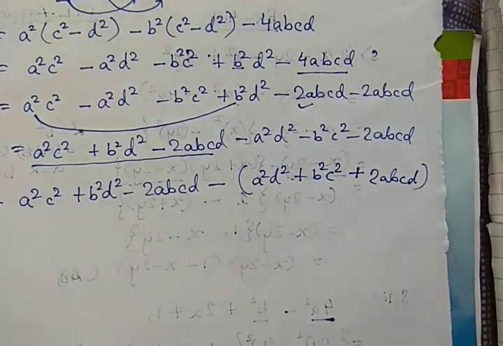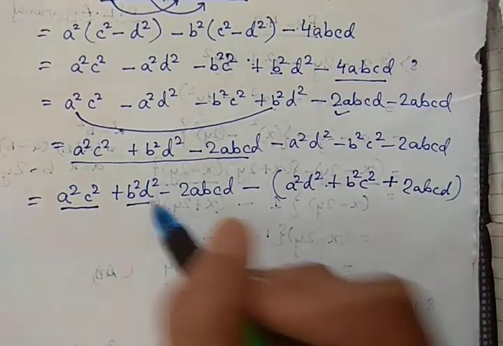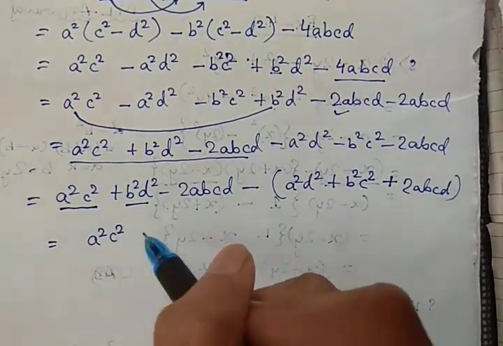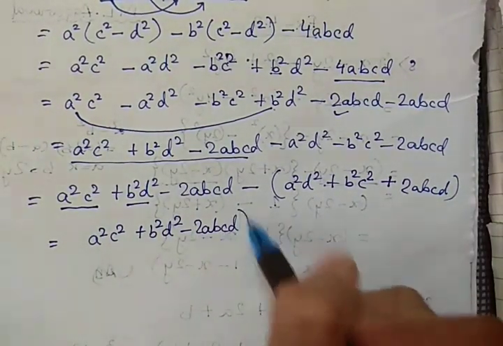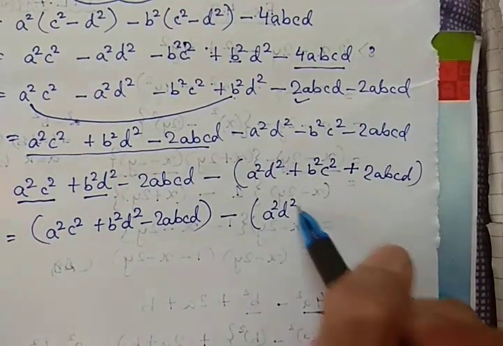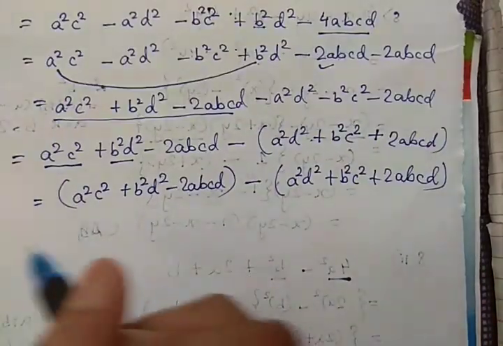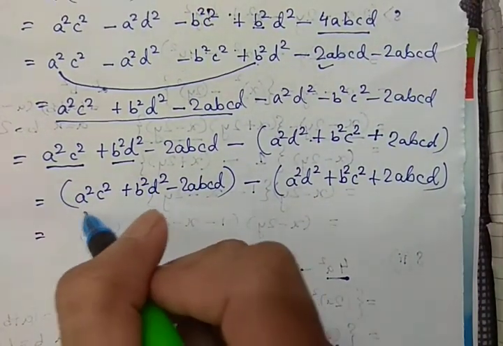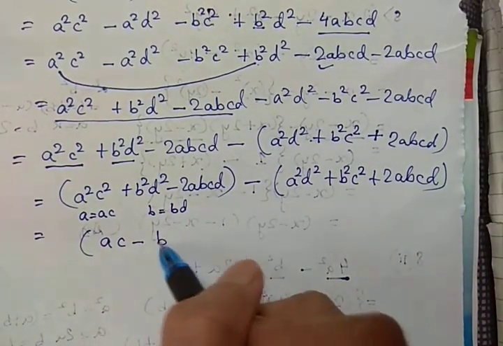Is it clear? Now we are applying a plus b whole square. See, a square plus b square minus 2ab. This means a square c square plus b square d square minus 2abcd is one of the terms to which we will apply the expansion formula, and another term is a square d square plus b square c square plus 2abcd. Clear? So let us apply. In this case, a is ac and b is bd, as per formula. Therefore, this becomes (ac minus bd) whole square.